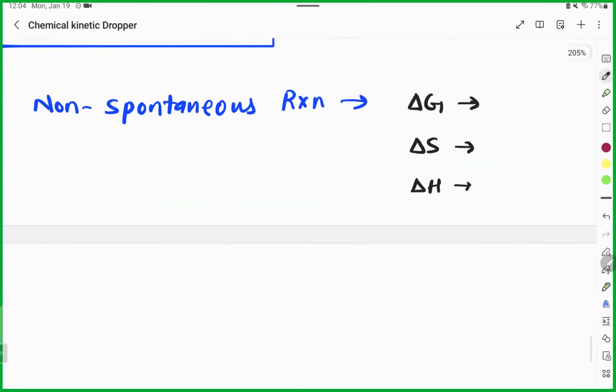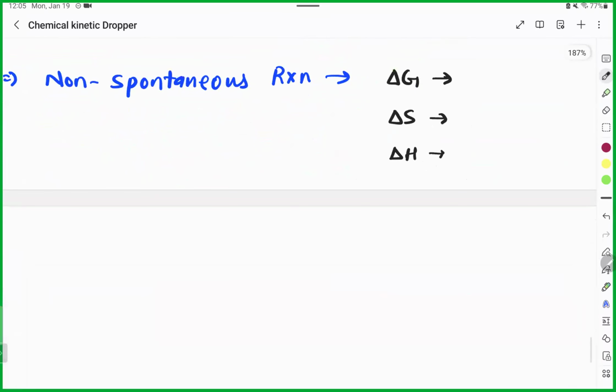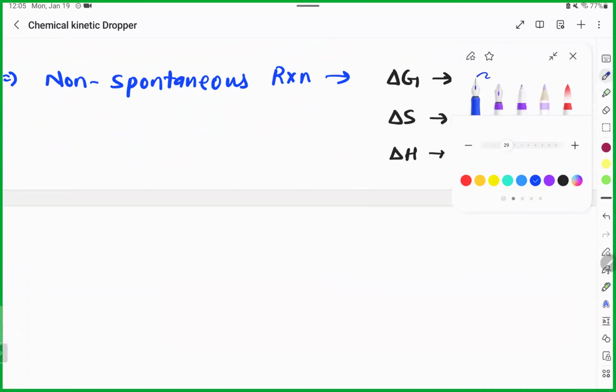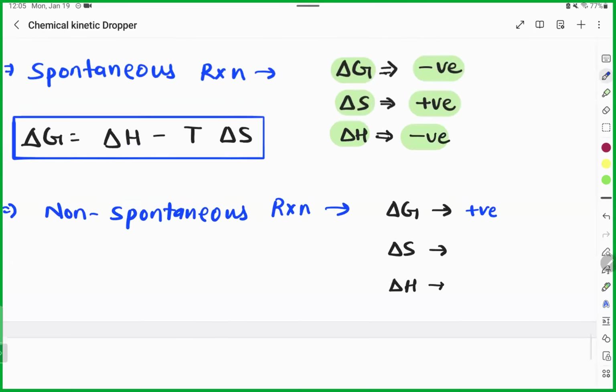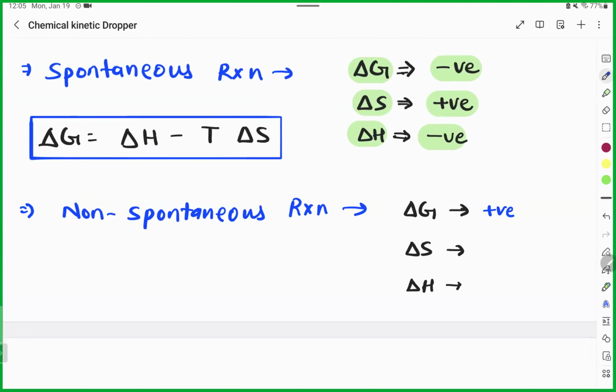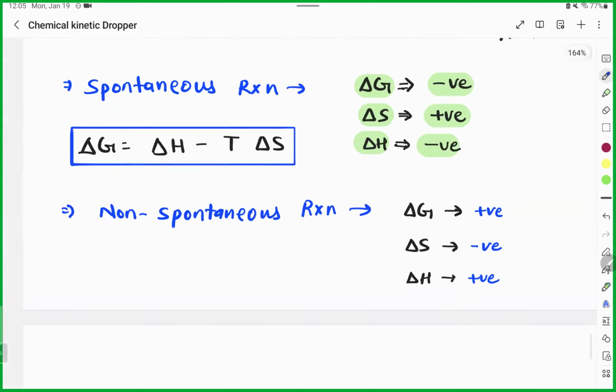For a non-spontaneous reaction, what will be the delta G value, delta S, and delta H from thermodynamics? Delta G is positive, I think. Correct. Delta H, I don't remember. I'm not sure. Delta S negative, and because these are the two situations, so it will be positive. Okay. So delta S is negative one.